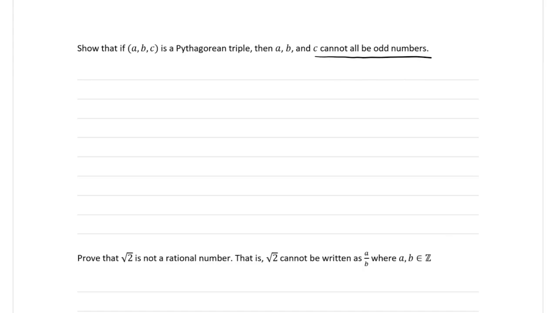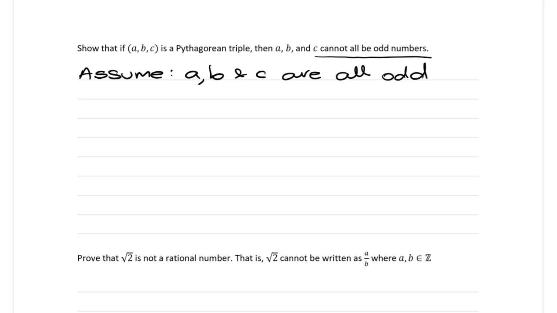Well, in order to do that, let's assume the opposite. Let's assume A, B, and C are all odd. Now, there's lots of different ways of doing this proof. I think this is the simplest way of demonstrating what we want to show. So, hopefully when you saw Pythagoras, you immediately thought A squared plus B squared equals C squared. That's going to be the way that we look at our proof here. So we've got A, B, and C.